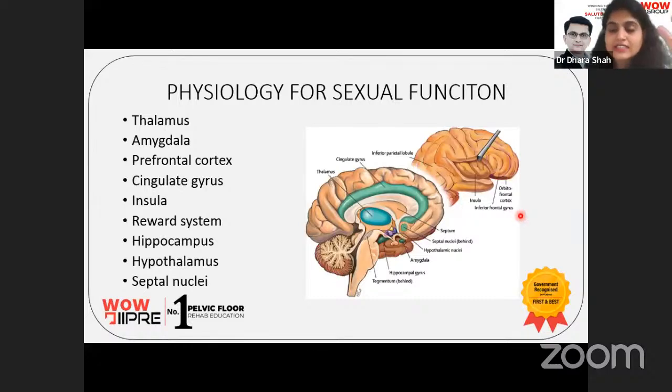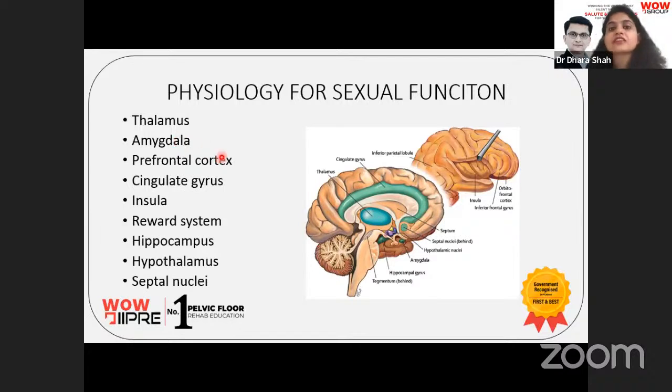Now, when we talk about sexual activity, it is not just the perineal area, or just the clitoris or the penis or the spinal cord that is working. There is a lot more of a complex mechanism happening at the brain level as well. The areas of the brain which control sexual desire, sexual drive, attraction, memory, and response include the thalamus, the amygdala, the prefrontal cortex, the cingulate gyrus, the insula, the reward system, the hippocampus, the hypothalamus, and the septal nucleus. All of them have different, distinct, precise, yet correlating activities.